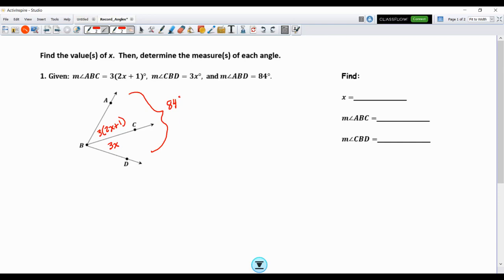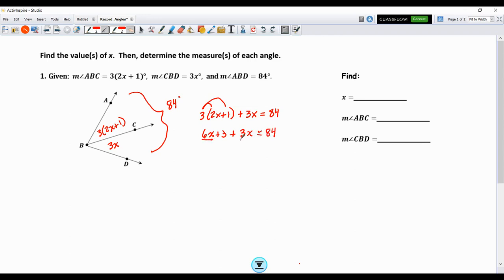We'll use the angle addition postulate to set up an equation. 3 times 2x plus 1 plus 3x will give us the total 84 degrees. We'll distribute 3 times 2x and 3 times 1 and get 6x plus 3. We'll carry down our other terms, 3x equal to 84.